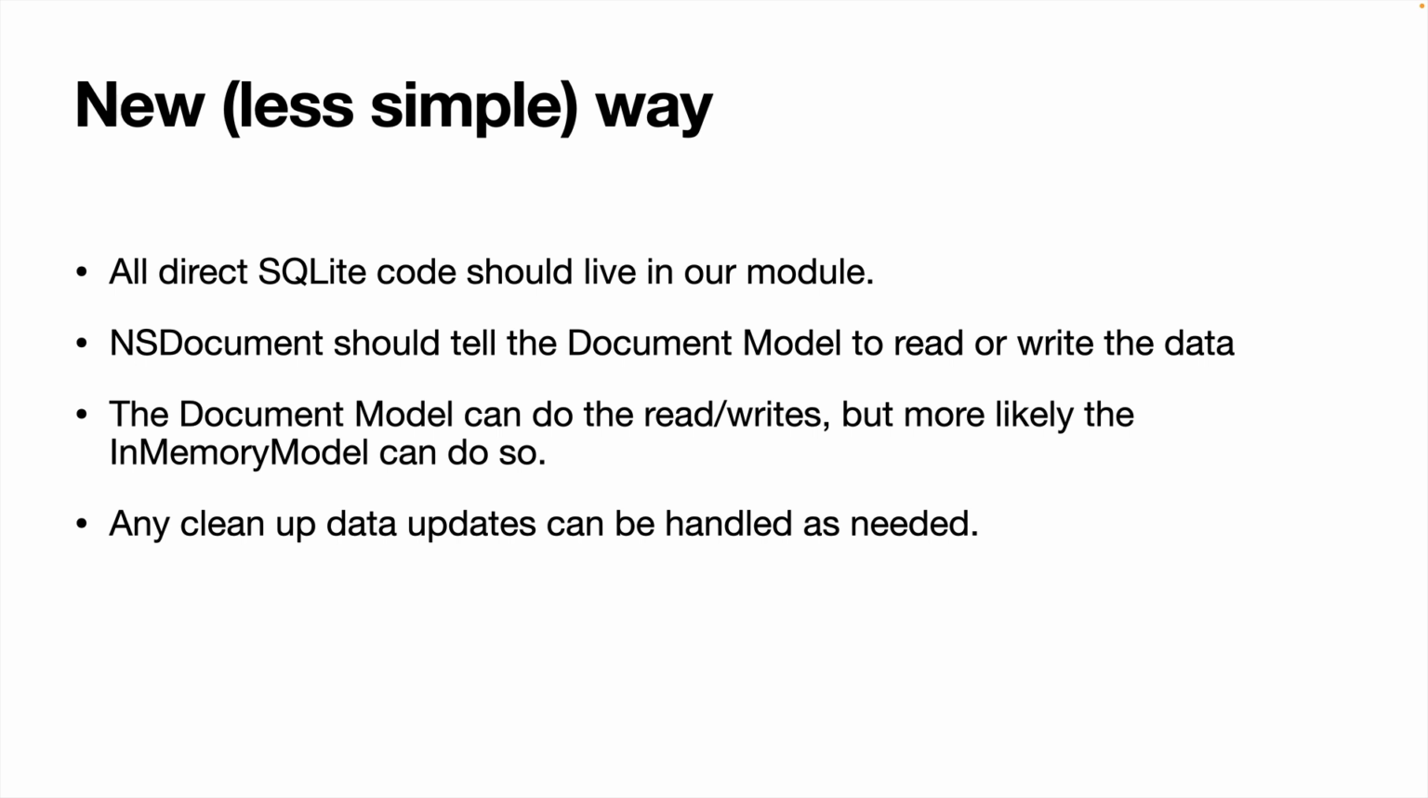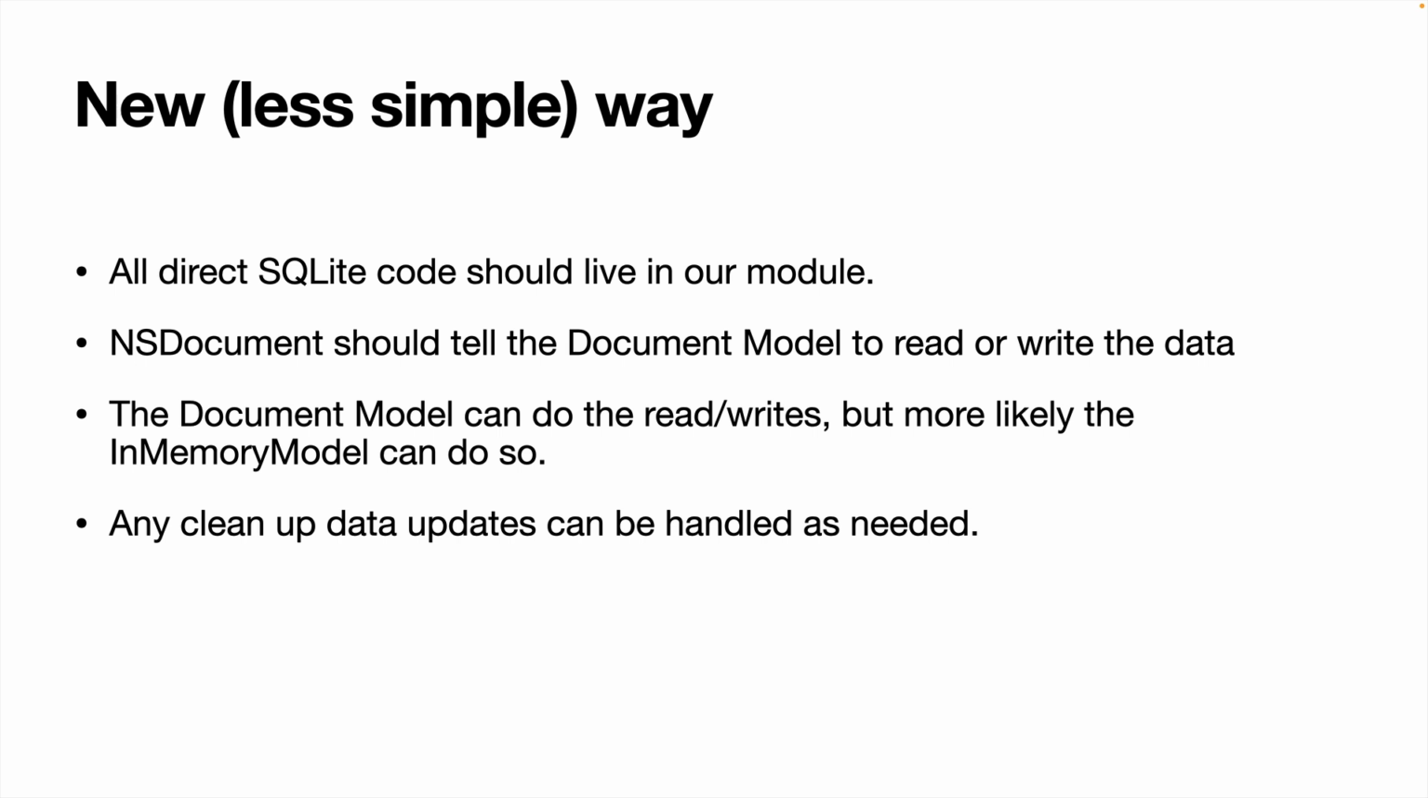So what's going to be the new way? And it's definitely going to be less simple. In this case, all direct SQLite code should live on our model. It shouldn't be scattered around everywhere. It should just be one very clear cut. Our document should tell our document model to read and write the data. Now, where it goes from there, though, is a little bit more hazy.